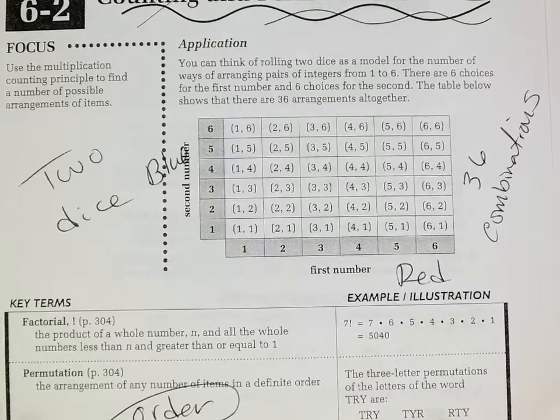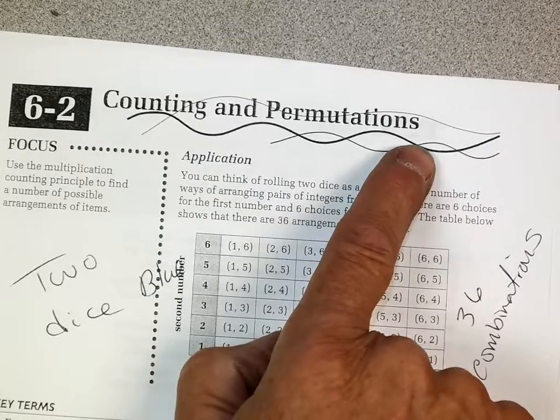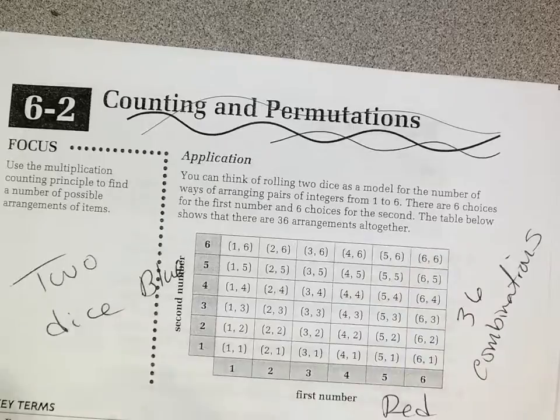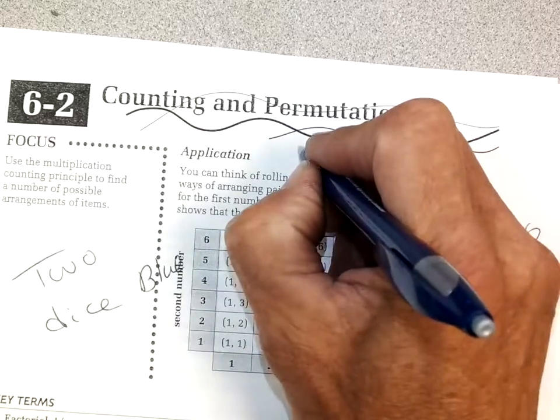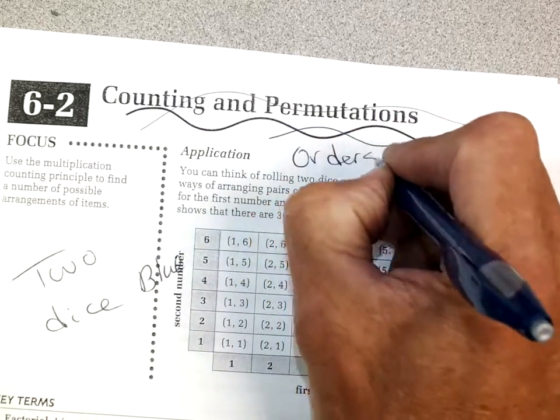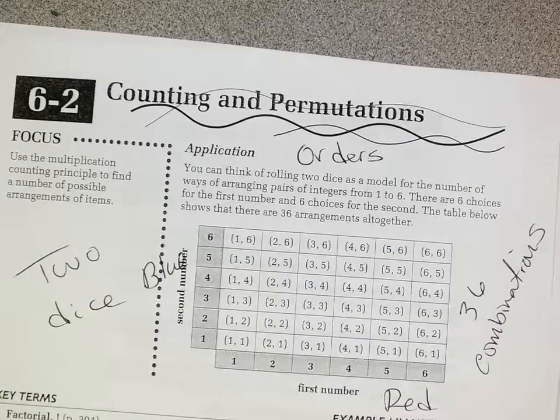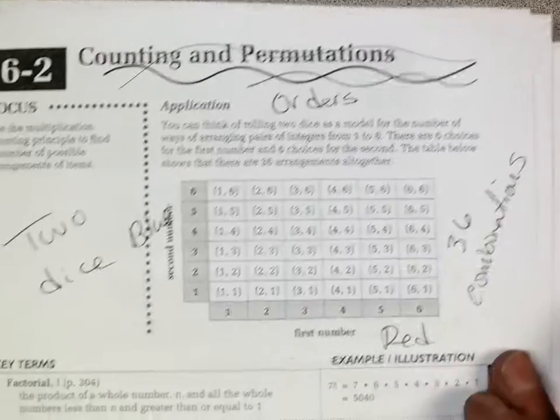Okay, so today's lesson has to do with permutations, and permutations have to do with different orders. So we talked about lining people up, and we looked at all the different orders.